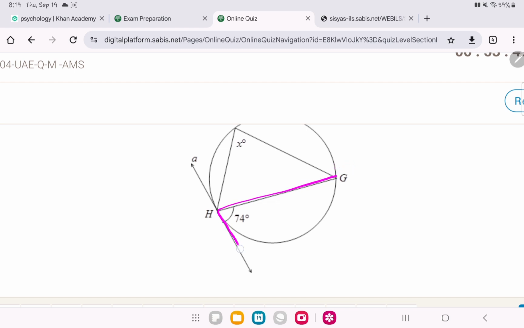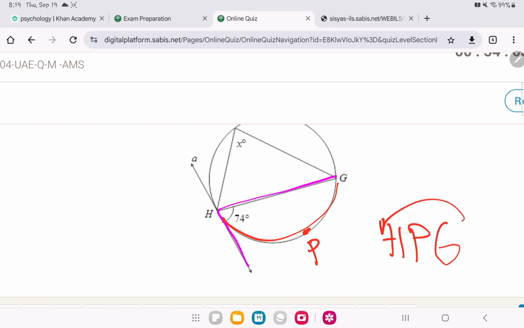So this one and this one, they are interior to which arc? The minor arc, which I'm going to label with this point P, so I'm going to say arc HPG. Now, if you notice, this triangle, I forgot what this letter is, so I'm going to call it W, triangle HWG, is also touching which arc? This arc. So they're both touching arc HPG.